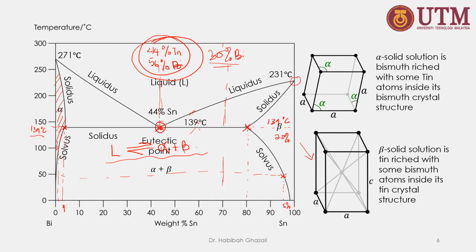And then we also have this region here. The eutectic temperature for the tin and bismuth alloy is at 139 degrees Celsius. And we have these two regions here. These two regions consist of alpha solid solution for this region with liquid in equilibrium, and here we have beta and liquid in equilibrium. So that's all the important lines and areas inside the eutectic phase diagram.